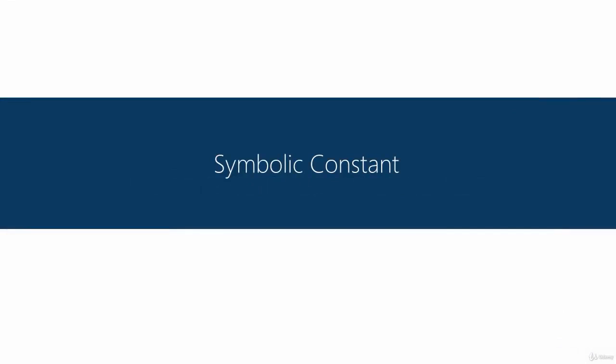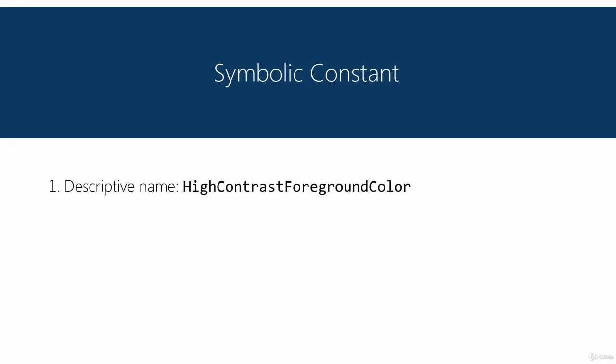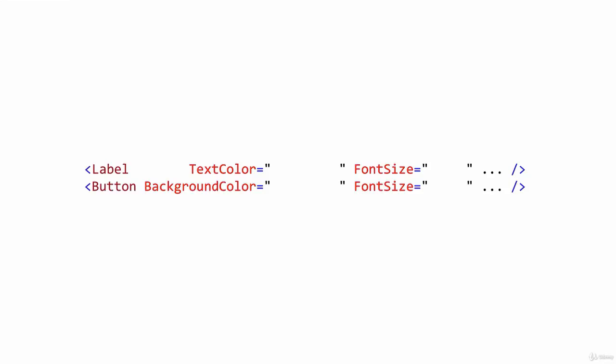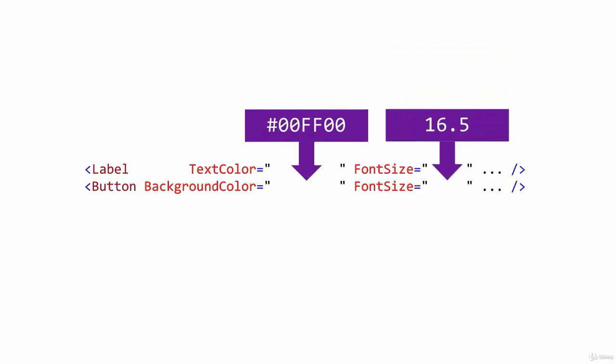The idea of having a symbolic constant is common in code. There are two advantages. First, you can use a descriptive name, for example, high contrast foreground color. Second, it's easier to update because the value is defined in one place. We can do a similar thing in XAML using resources. A resource is any object that can be shared across your UI. You define a resource once and apply it in many places instead of using a hard-coded value. Maintenance is easy too because the value only appears once.